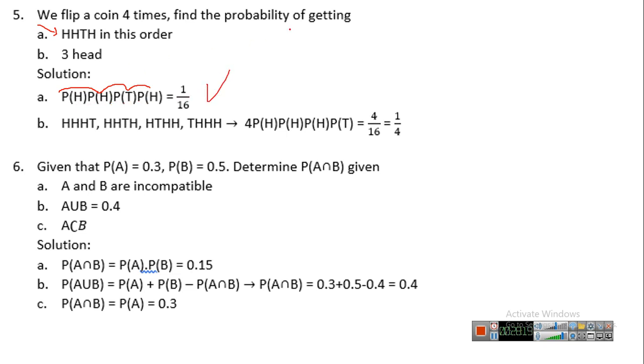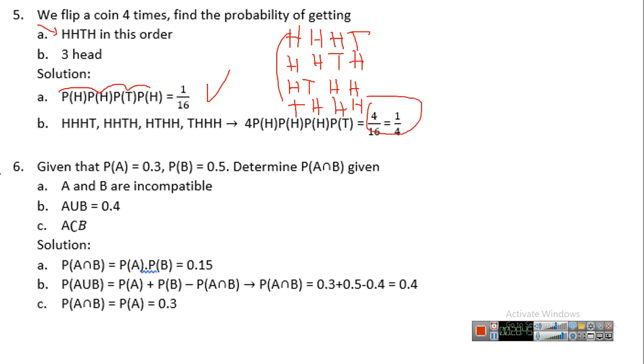I want 3 heads. I didn't say the order, so either head, head, head, then tail, or head, head, tail, then head, or head, tail, head, head, or tail, head, head, head. Each one is 1 over 16 because half times half. So how many choices do you have? You have 4. So 4 times 1 over 16 is 1 over 4.